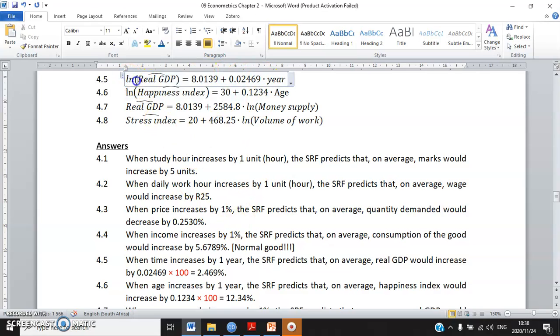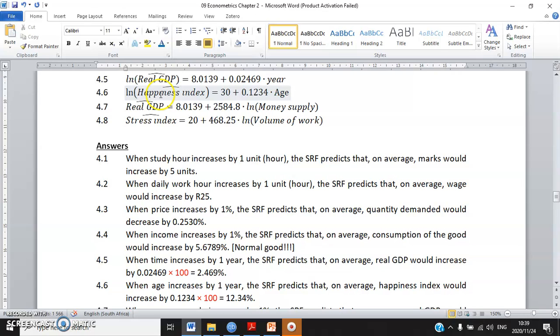So let's look at this one. Real GDP explained by year, then you have to multiply the slope by 100. So this is the interpretation. When time increases by 1 year, it means the year variable increases by 1 unit or 1 year. The sample regression function predicts that on average, real GDP would increase by, you see, I multiply the slope by 100. It will increase by 2.469%. Okay.